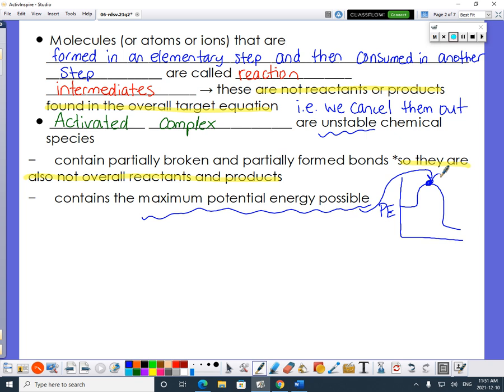If you're given a mechanism, you can figure out which is which, which we'll do once we look at the catalyst notes. But for now, we're just going to sort of say where they're at, okay, in our picture.